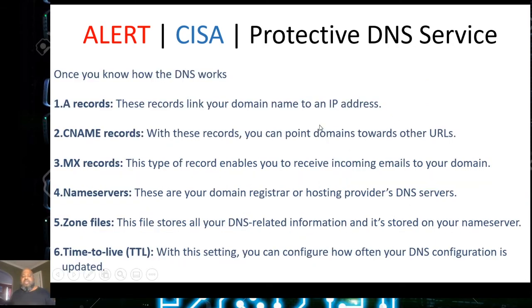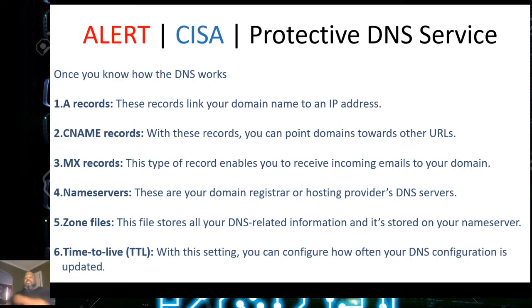So this is a summary page. An A record links your domain name to your IP address. CNAME, you can point domains to your URL. MX record, this type of record enables you to receive emails to your domain. A name server, these are your domain registrar or host provider DNS servers. Zone files store all your DNS-related information and are stored on your name server. Time to live, or TTL, lets you configure how often your DNS configuration is updated. So that's a summary of how DNS works.